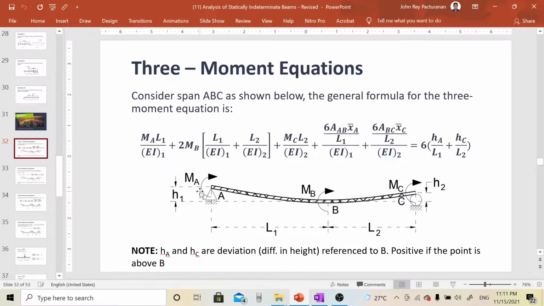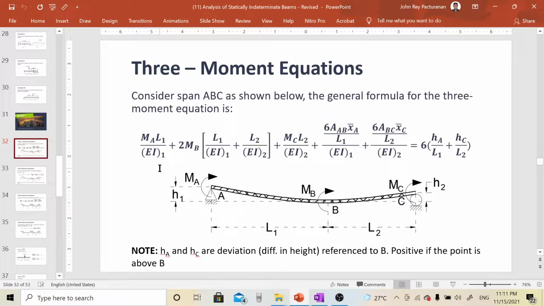So here we have M_A L1 all over EI1 plus 2M_B times the quantity L1 over EI1 plus L2 over EI2 plus M_C L2 over EI2 plus 6A_AB x̄_A over L1 all over EI1 plus 6A_BC x̄_C over L2 all over EI2 is equal to 6 times the quantity H_A over L1 plus H_C over L2. So I will just explain this entire formula, no?